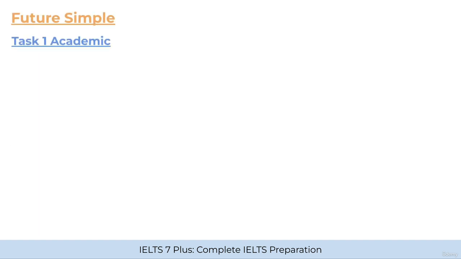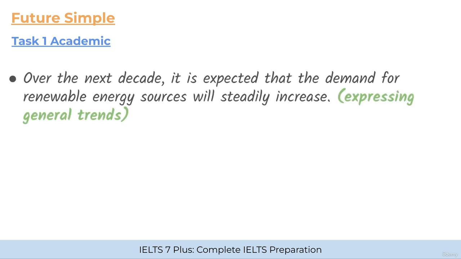Right, so let's switch gears and think about the task 1 academic now. So you could say a sentence like, over the next decade, it is expected that the demand for renewable energy sources will steadily increase.